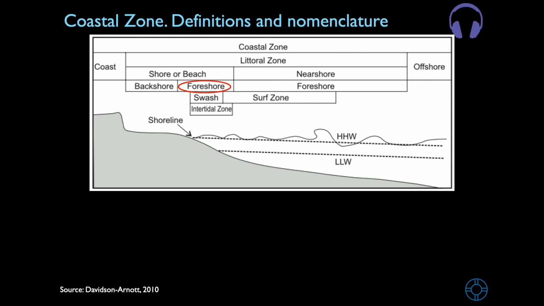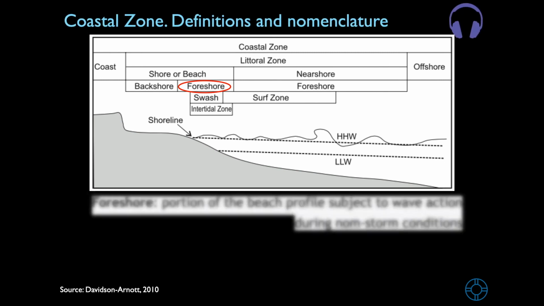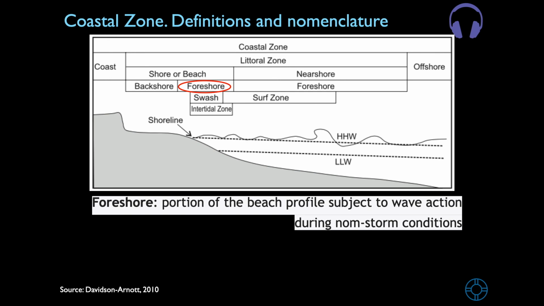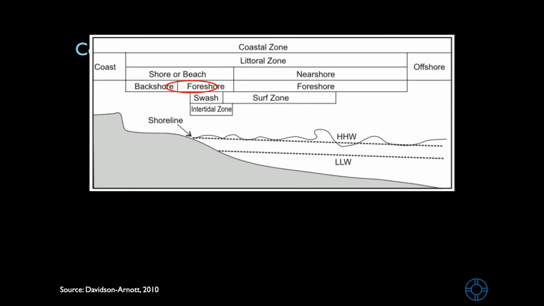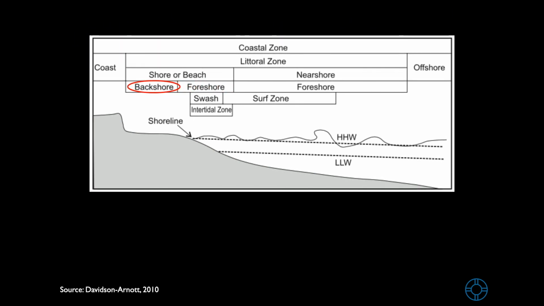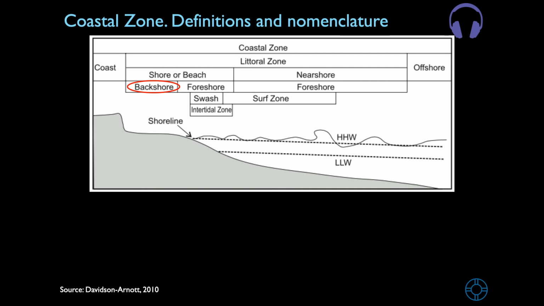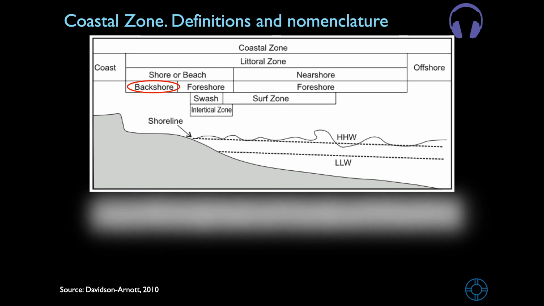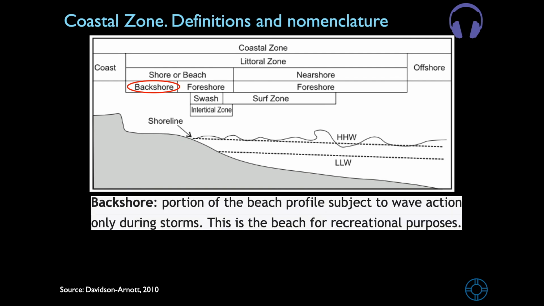The foreshore is the portion of the beach profile subject to wave action during non-storm conditions. The backshore is the portion of the beach profile subject to wave action only during storms. This is the beach for recreational purposes.